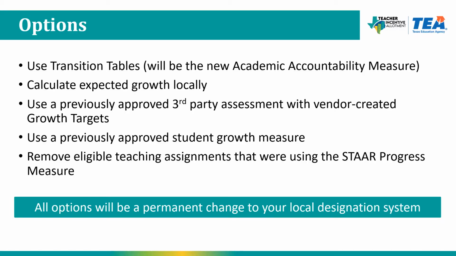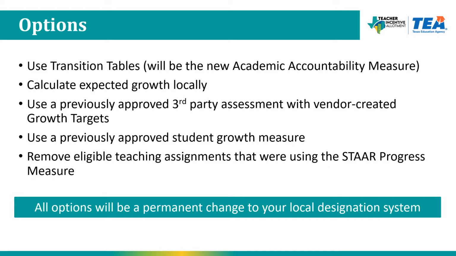Here's a list of options, and we will go over each one in detail. As an overview, first of all, you could use transition tables. This is the thing that is replacing STAAR Progress Measure as the new accountability measure statewide. So there is a new accountability measure, and it's called transition tables. TIA districts currently using STAAR Progress could just replace it with transition tables on the Qualtrics survey, and then they're done. That's one option, and we will discuss the pros and cons of that one.